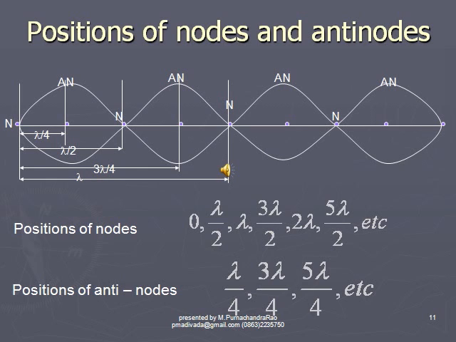So the positions of nodes are 0, lambda by 2, lambda, 3 lambda by 2, etc. Antinode positions will be lambda by 4, 3 lambda by 4, 5 lambda by 4, etc. By using these relations, we can calculate the positions of nodes and antinodes.